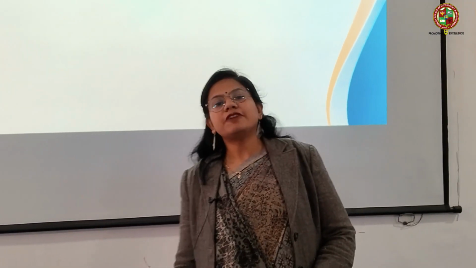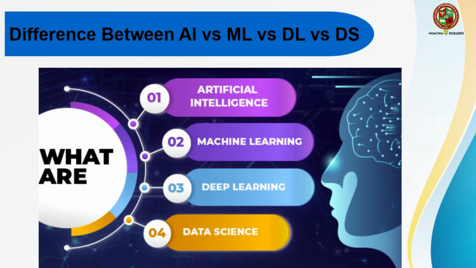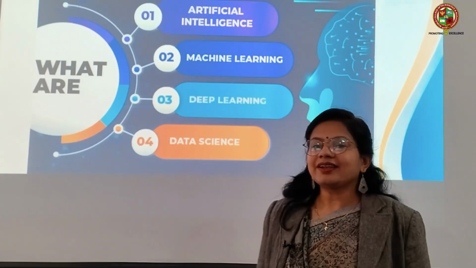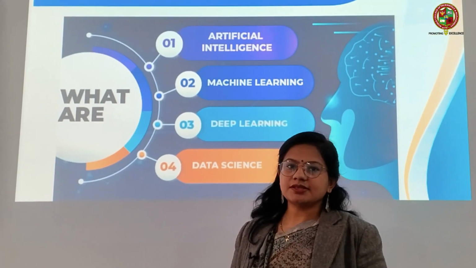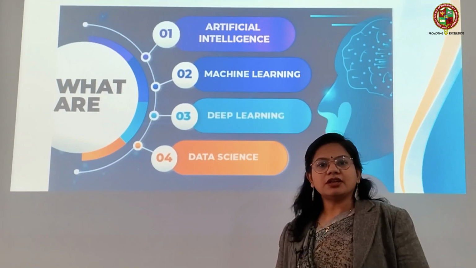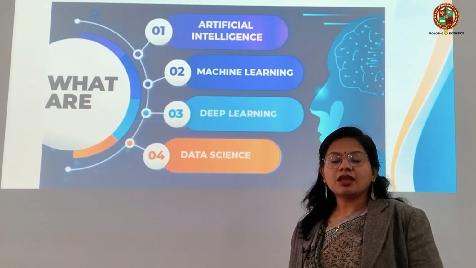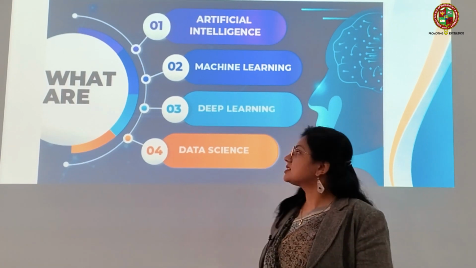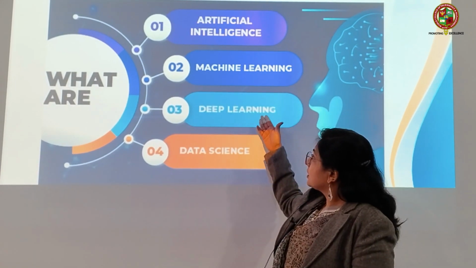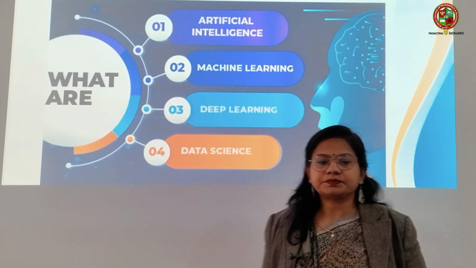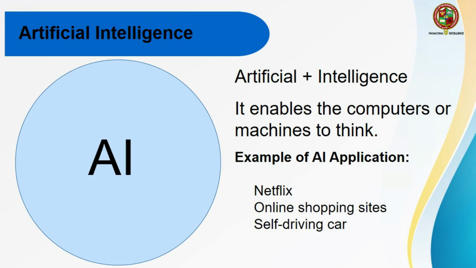In today's video, I am going to discuss the most fundamental thing in data science, that is the difference between artificial intelligence, machine learning, deep learning and data science. In this, I am going to discuss what exactly artificial intelligence is, what exactly machine learning is, what deep learning is, and how we use data science particularly in these techniques and work. So let's start with artificial intelligence.